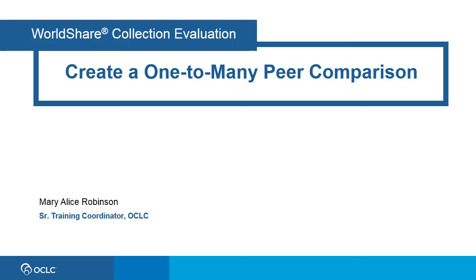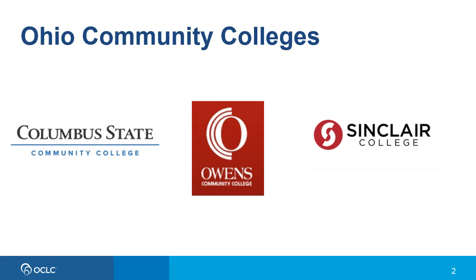In this video, I'll show you how to create a one-to-many peer comparison and collection evaluation so you'll be able to compare your holdings in WorldCat with up to 50 other institutions' holdings. So for example, let's say I want to do a comparison of my library's holdings to 3 of the largest community colleges in Ohio: Columbus State, Owens, and Sinclair.